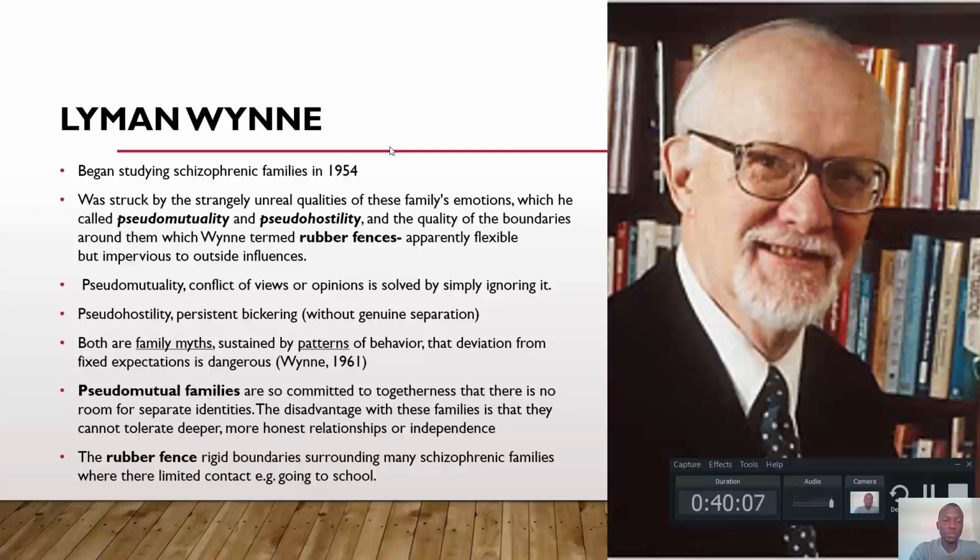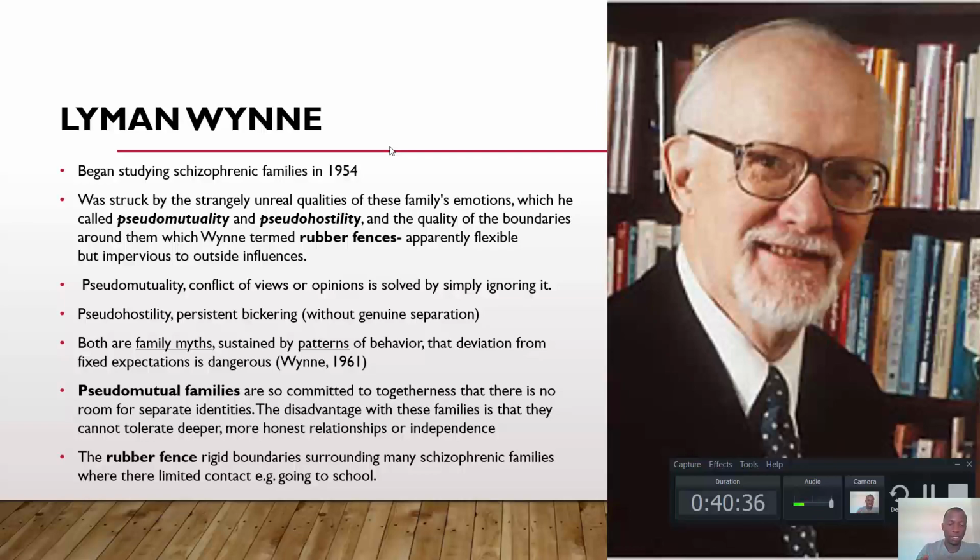So, pseudo-mutual families are so committed to togetherness that there is no room for separate identities. The disadvantage with these families is that they cannot tolerate deeper and more honest relationships and independence. These families are committed together, and there is no room for separate identities. Even thinking about moving out is very scary.